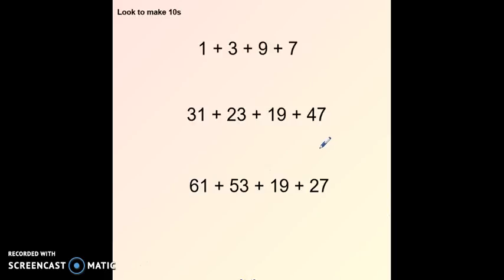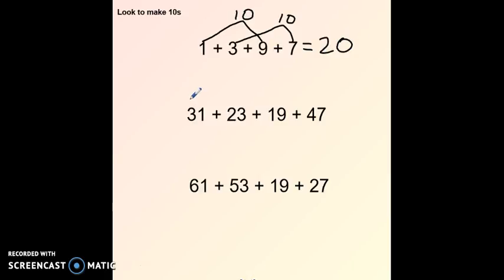Let's look at one more group set of problems. These problems have 4 addends. That means we have 4 numbers that we are adding together. We use the same strategy. So we're still going to look to make groups of 10. So here I have 1 plus 3 plus 9 plus 7. Well, I can put the 9 and the 1 together to make a 10. I can also put the 3 and the 7 together to make another 10. So 10 plus 10 will give me 20.